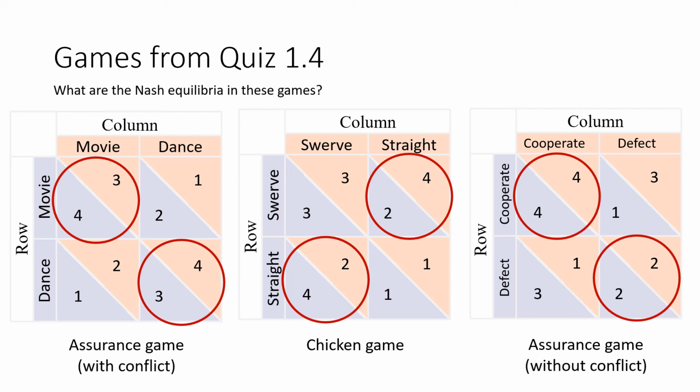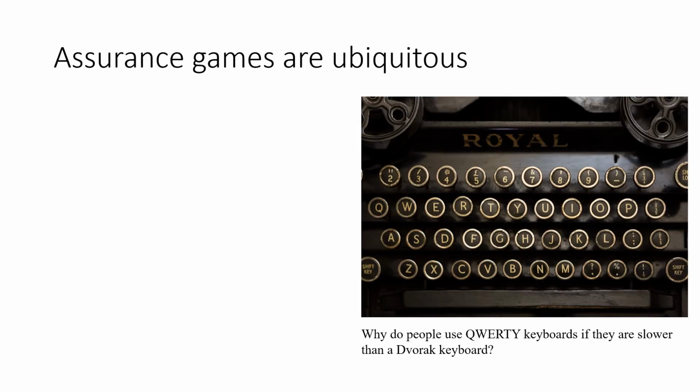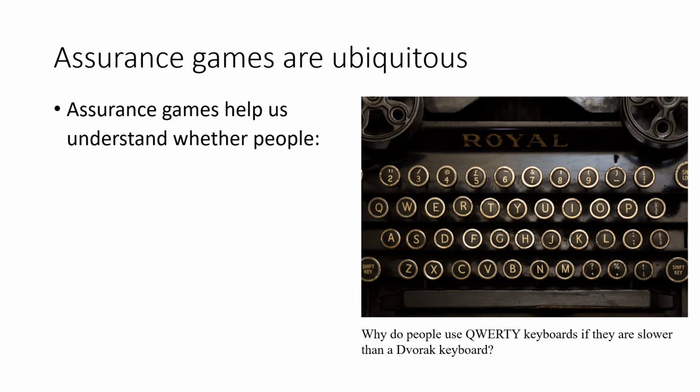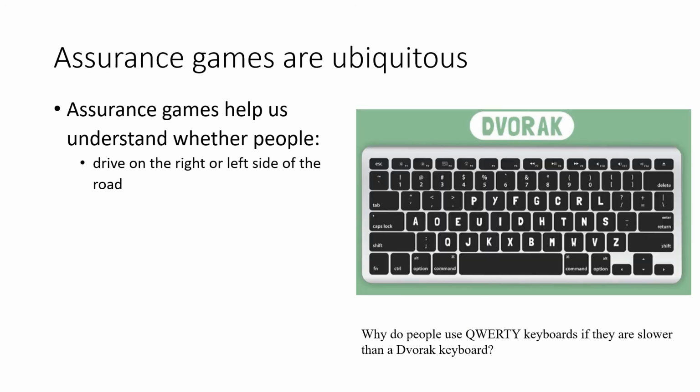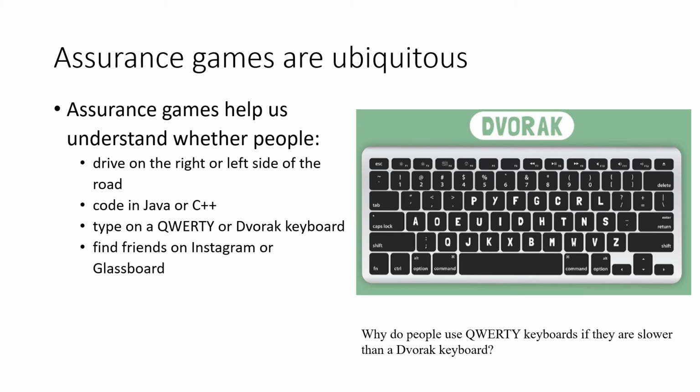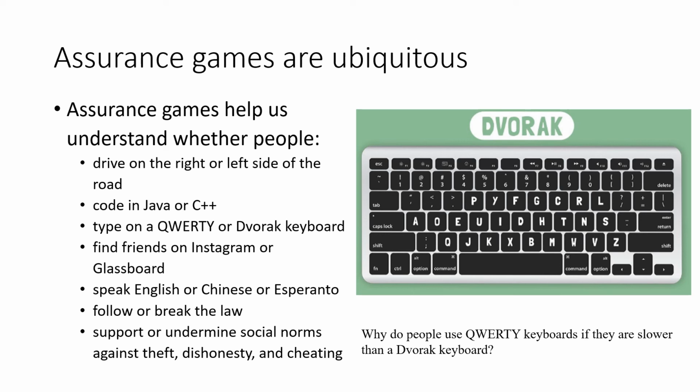After talking about assurance games with conflict and without conflict, I should tell you that assurance games in reality are ubiquitous. They are everywhere. Assurance games help us understand whether people drive on the right hand side or left hand side of the road, code in Java or C++, type on a QWERTY keyboard or Dvorak keyboard, find friends on Instagram or Glassboard, speak English, Chinese, or Esperanto, follow or break the law, support or undermine social norms against theft, dishonesty, and cheating.